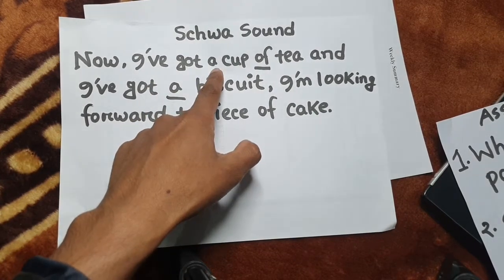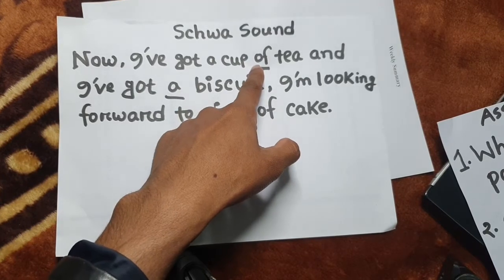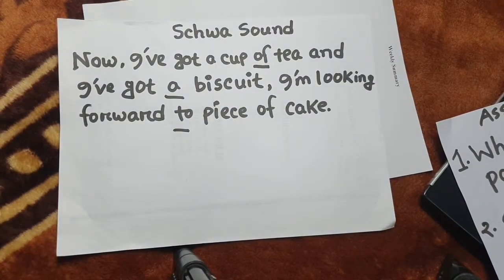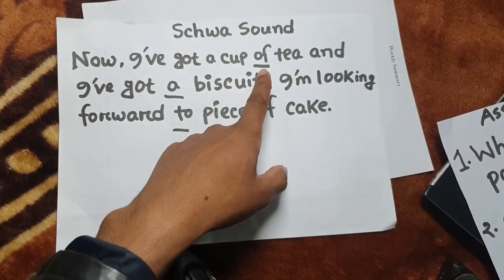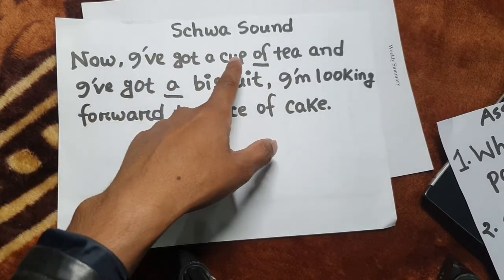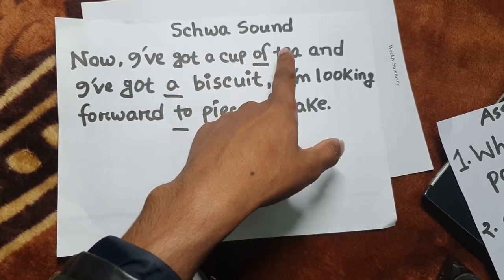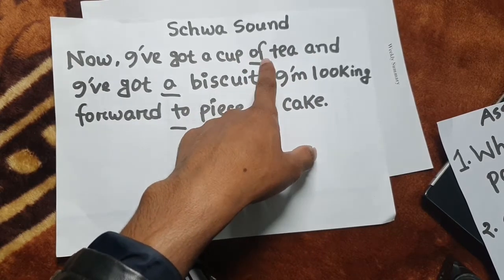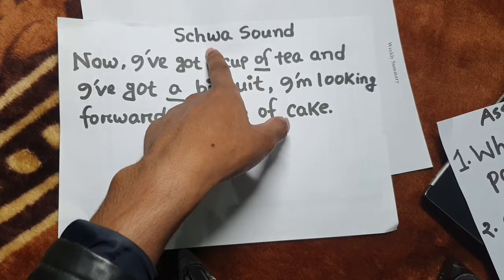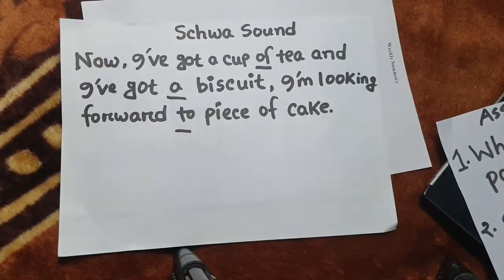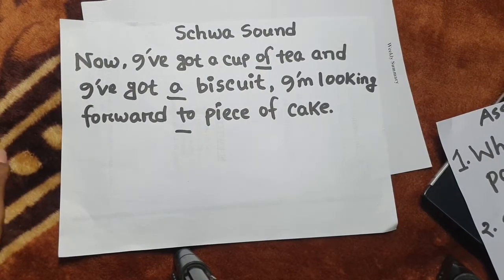Now, I've got a cup of tea. Most people will pronounce of as off, right? But in fluent speech, when you pronounce the words so fast, of becomes uh. Like now, I've got a cup of tea. I mean, they don't pronounce it cup of tea, they pronounce it cup uh tea. It's quite easy, man. Just take it easy, and I'll give you lots of examples. Never worry, this is the first class actually.